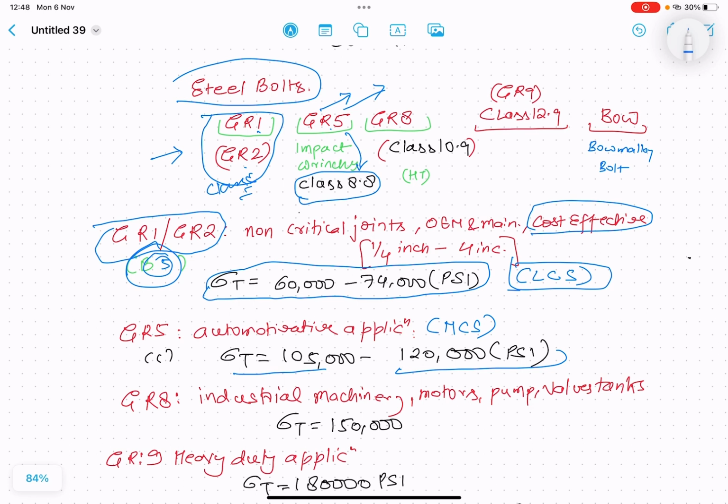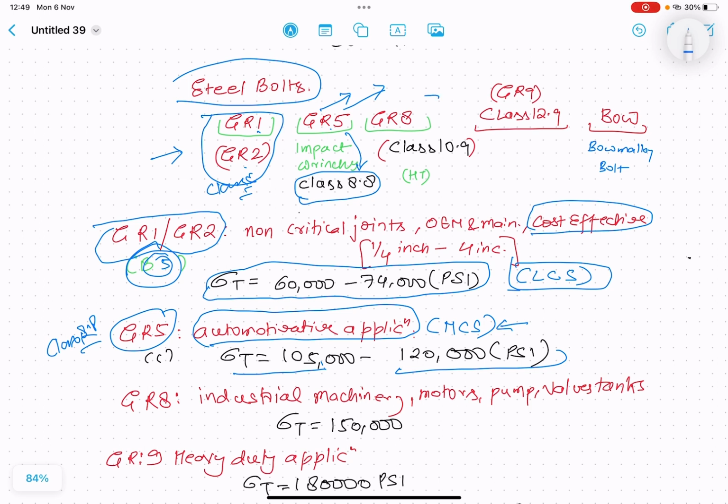Okay, now grade 1, grade 2 or class 5.5 are low carbon steel, and grade 5 bolts are medium carbon steel bolts. Having 120,000 to 150,000 psi tensile strength, they can withstand loads easily without any elongation. Okay, and these grade 5 bolts or class 8.8 bolts are generally used in automotive applications, in automobiles. We are also using them in robotics applications, the robot joints, etc. So these are basically grade 5 or class 8.8.